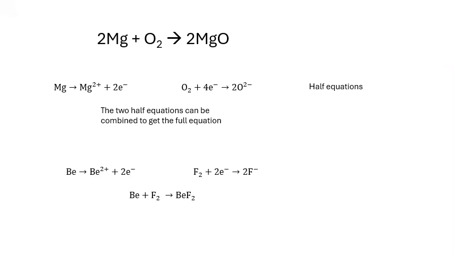Another example at the bottom there. This is for beryllium fluoride. So the beryllium atom loses 2 electrons. The fluorine molecule gains 2 electrons because each fluorine atom gains 1 electron. And so Be plus F2 goes to BeF2.